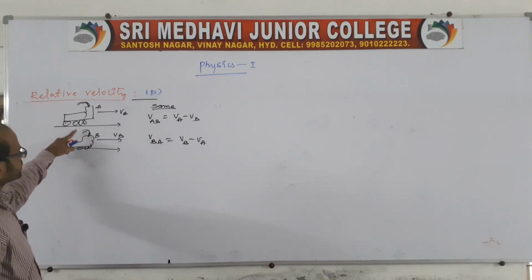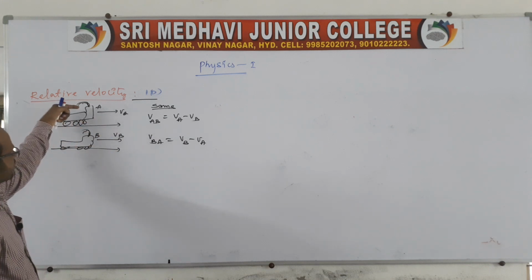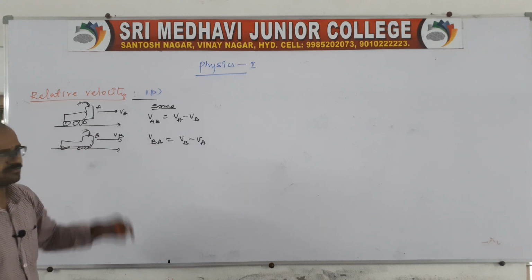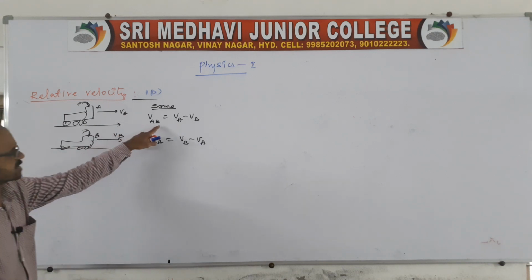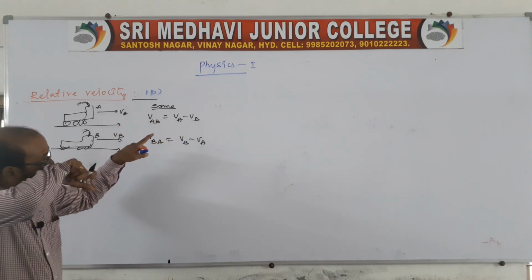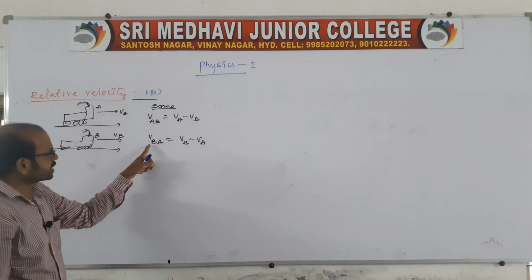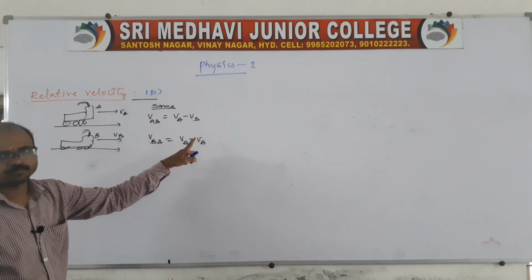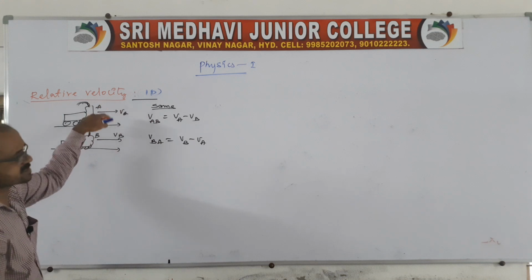The two bodies are moving along the same direction. The first body is moving with velocity VA and the second body with velocity VB. Therefore, A with respect to B, because the two are moving in the same direction, is VA minus VB, and B with respect to A is VB minus VA. So the velocity of one with respect to the other we call the relative velocity.